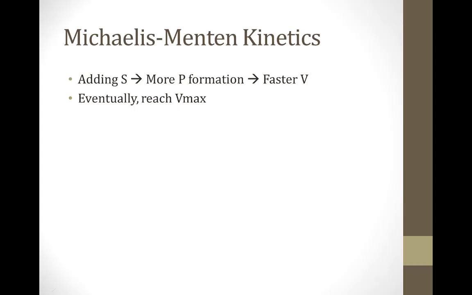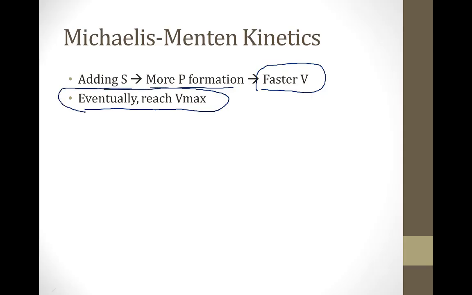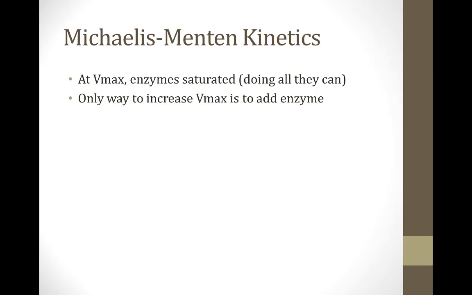Let's review a couple of the key features of Michaelis-Menten kinetics that I just discussed. The first is that adding more substrate leads to more product formation at a faster rate, a faster V, as we discussed on the y-axis of that slide. Eventually, however, you reach some velocity called Vmax that you can't get beyond no matter how much substrate you add. At Vmax, the enzymes are completely saturated. They're doing all they can. So when you add more S, there are no enzymes to bind them and form more product P. Therefore, the velocity cannot get any faster. This means that the only way to increase the velocity beyond Vmax is to add enzyme.